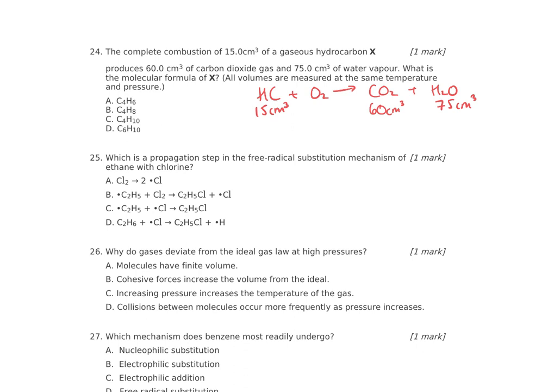So we're looking at our molar ratios. This is 1 carbon and this is 2 hydrogen. Because this is our molar ratio, we're saying how many times does 15 fit into 60? So 60 divided by 15 is 4, so it's going to be C4. And then 75 into 15 is 5. But remember, each one has H2, so it's going to be times by 2, so it's going to be 10. We have C4H10, so it's going to be C.